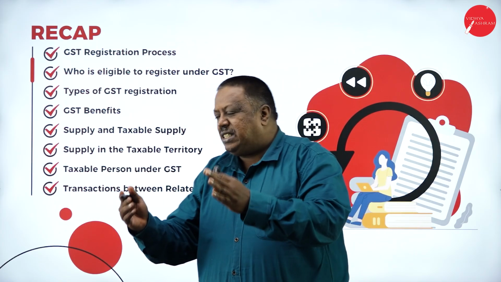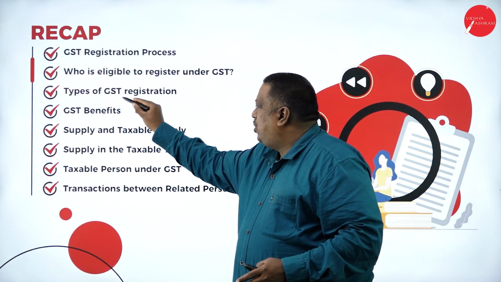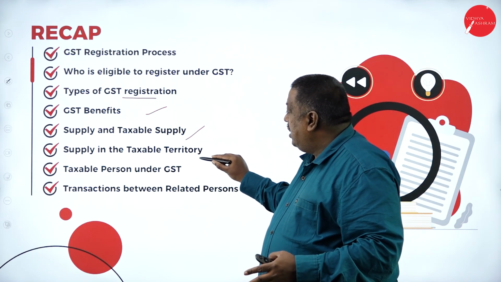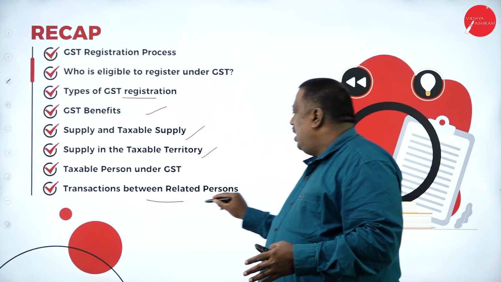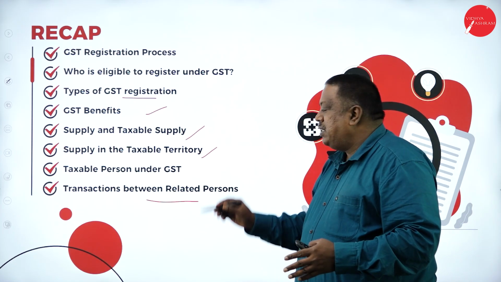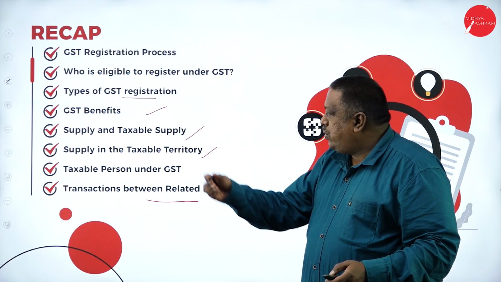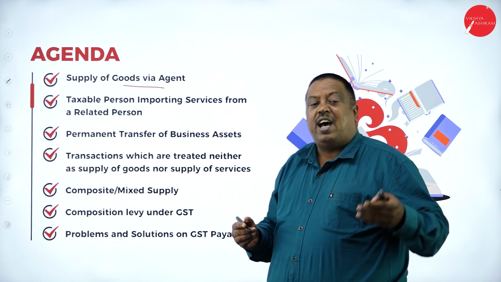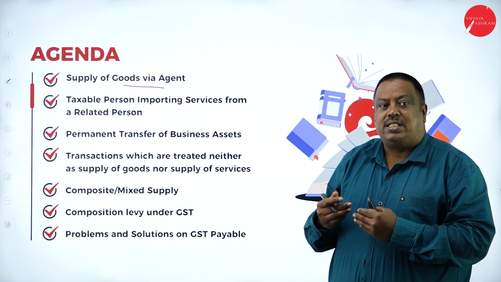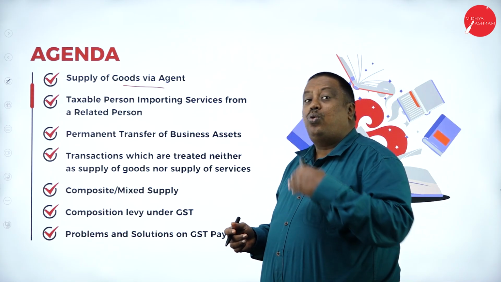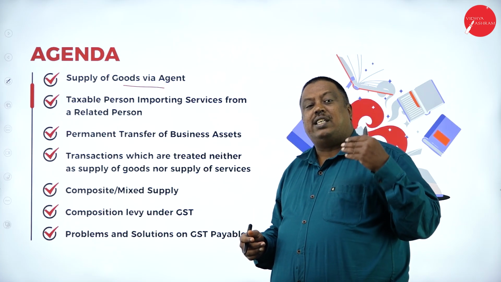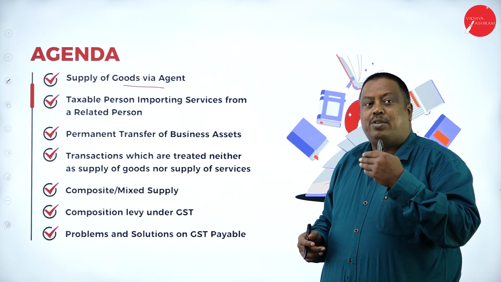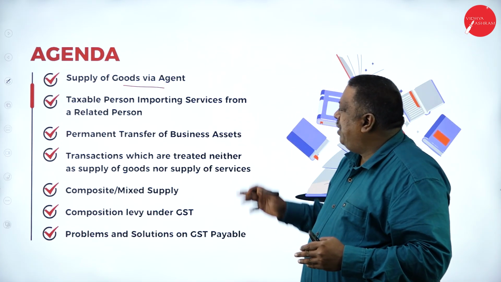In our previous session, we discussed types of GST registration, the benefits, supply, the taxable supply, territory concepts, and even the difference between related person transactions. So now, in today's session, we're going to discuss supply of goods via agent. If I'm a principal, meaning I'm the main person selling goods through an agent, and any goods are sent through the agent, whether it comes under GST or not, who has to pay the GST? Those concepts will be discussed there.